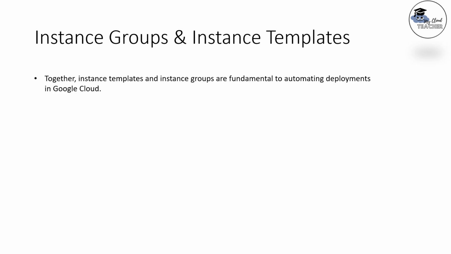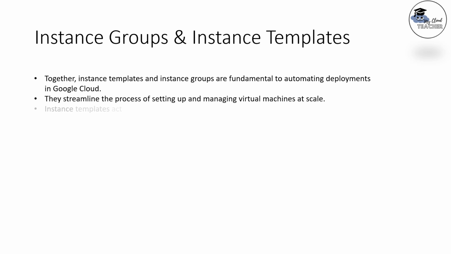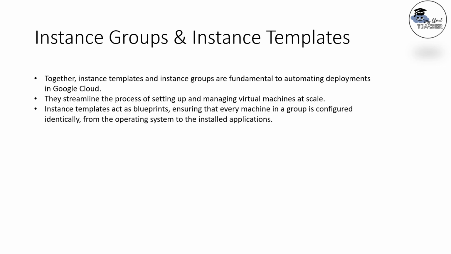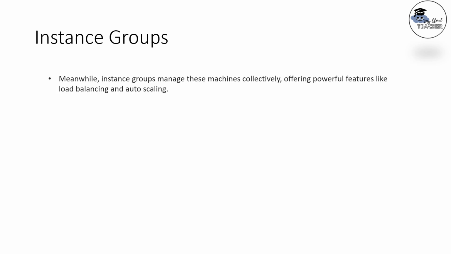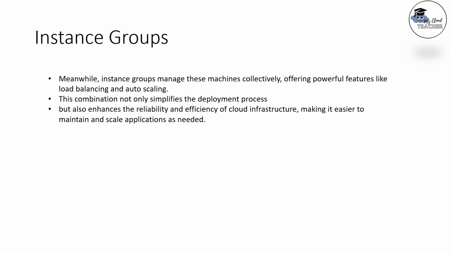Together, instance templates and instance groups are fundamental to automating deployments in Google Cloud. They streamline the process of setting up and managing virtual machines at scale. Instance templates act as blueprints, ensuring that every machine in a group is configured identically, from the operating system to the installed applications. Meanwhile, instance groups manage these machines collectively, offering powerful features like load balancing and auto-scaling. This combination not only simplifies the deployment process, but also enhances the reliability and efficiency of cloud infrastructure, making it easier to maintain and scale applications as needed.